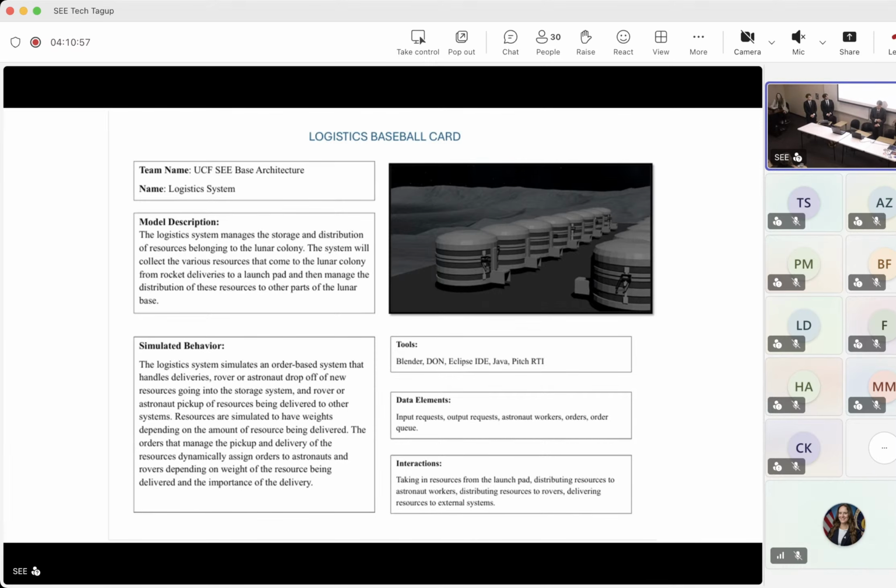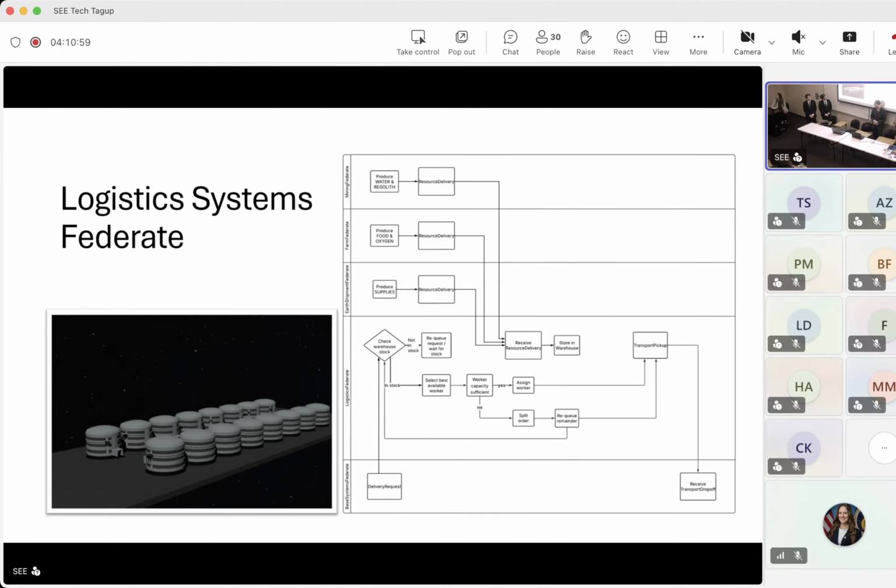Next slide, please. You can see our 3D model for the logistics on the left there. It's many silos that have ramps where they can export resources, and then those resources can be brought to the rover or other buildings in the federate.